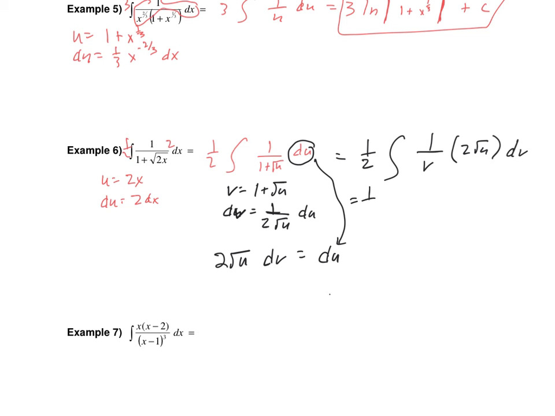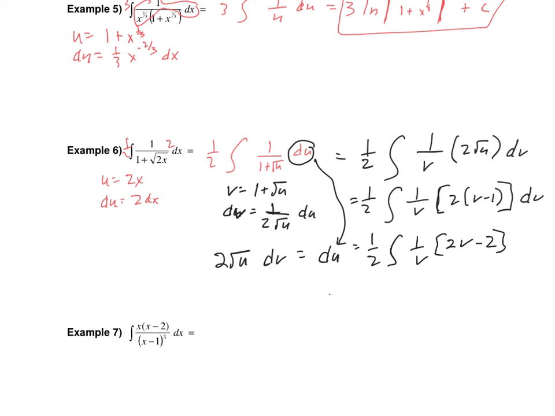So then I'm still going to have my 1/2 on the outside of my integral. I'm going to have 1 over v, that doesn't change. And let's do a bracket. So then that square root of u is going to turn into a v minus 1. All right, so all the pieces of the puzzle are going okay so far. So then I've got 1 over v. And then in my bracket, I'm going to have 2v minus 2. And then I'm just going to split my denominator.